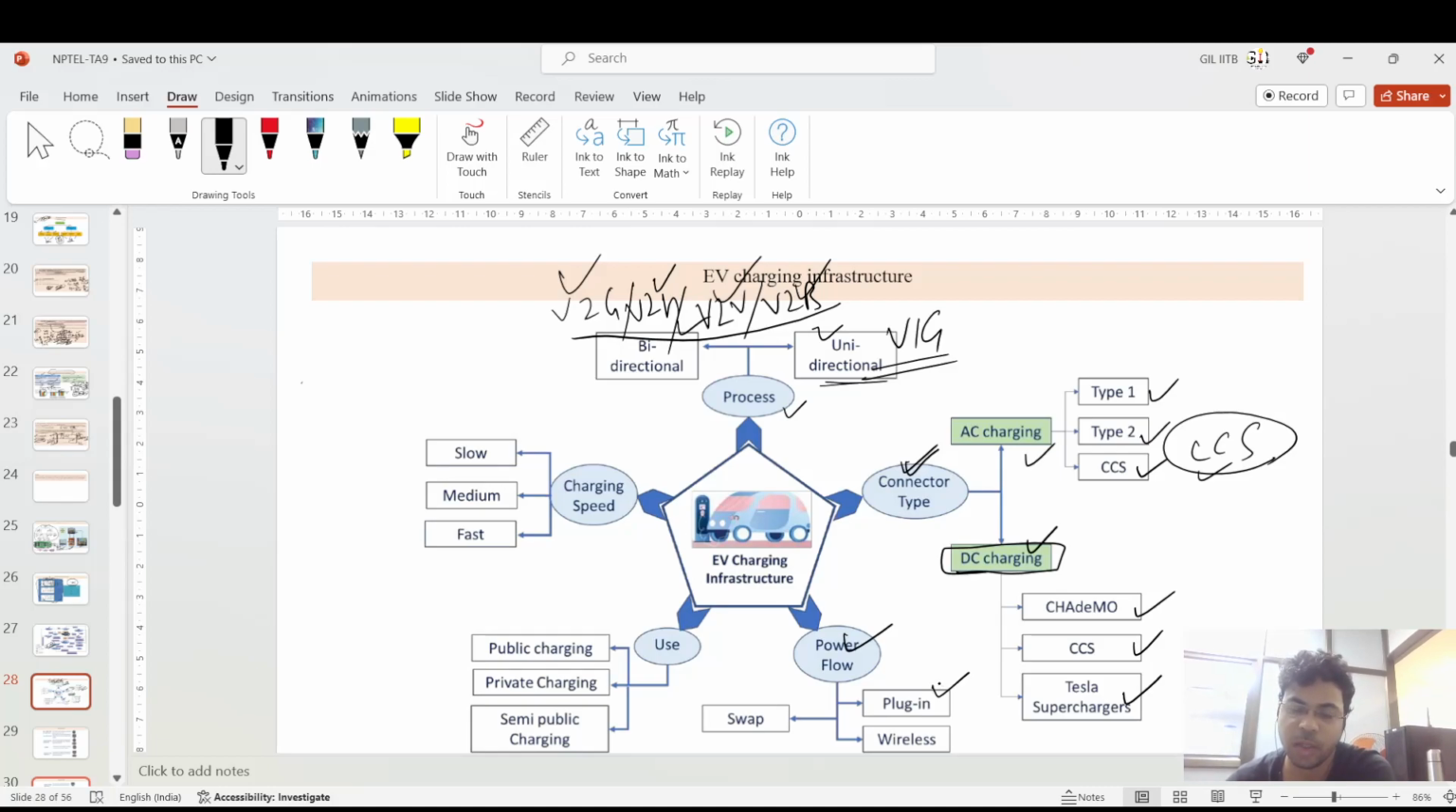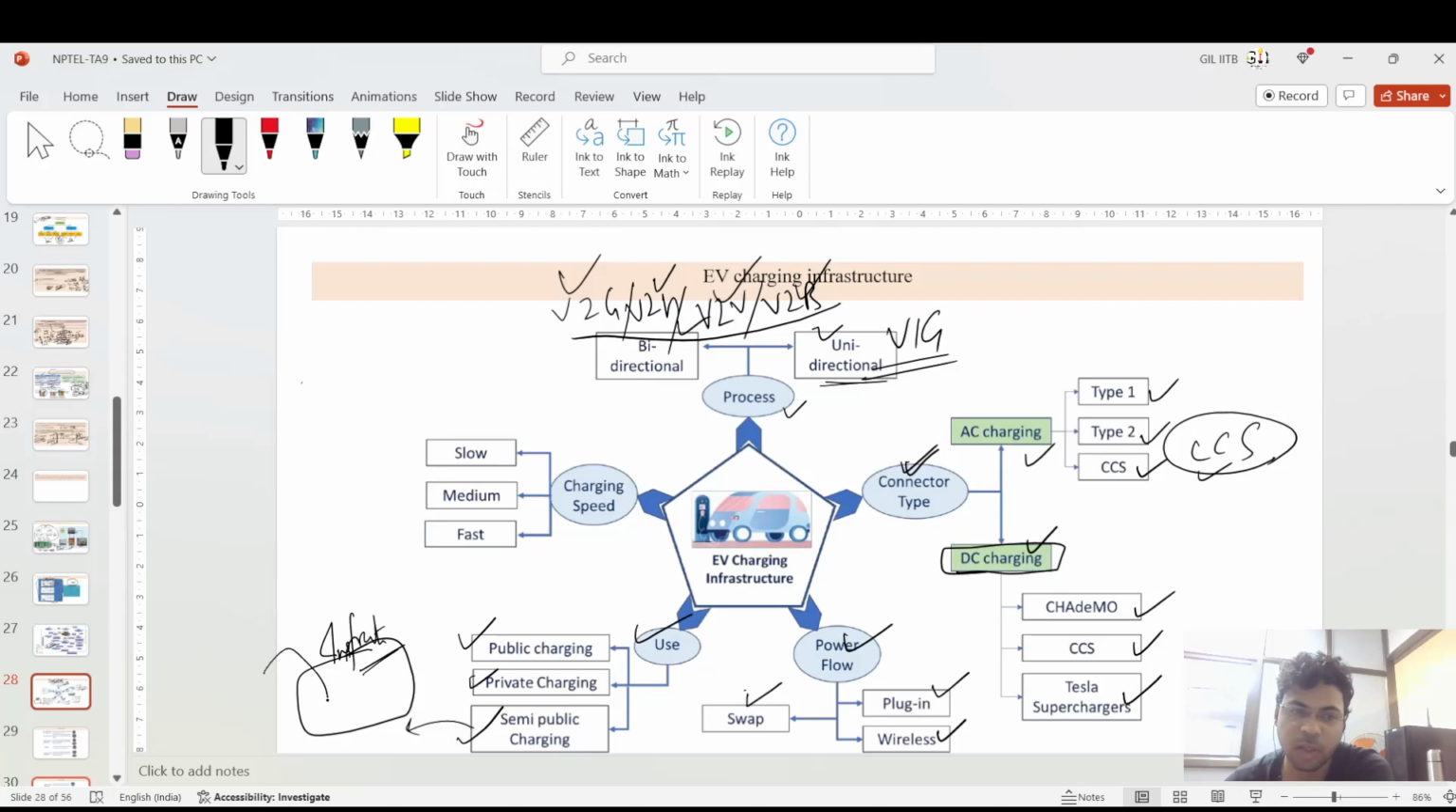And based upon the power flow, there is the plug-in charger, where you just use the charging gun to plug into the vehicle and charge. There is also wireless charging based upon inductive and capacitive phenomena. The other process is swapping. When you use the battery, you go to a swapping station, place the discharged cell and take new cells which are already charged. And based upon the use of this charging infrastructure, there are public chargers, private chargers, and semi-public chargers.